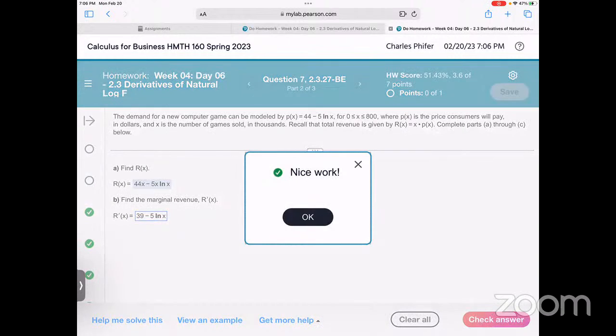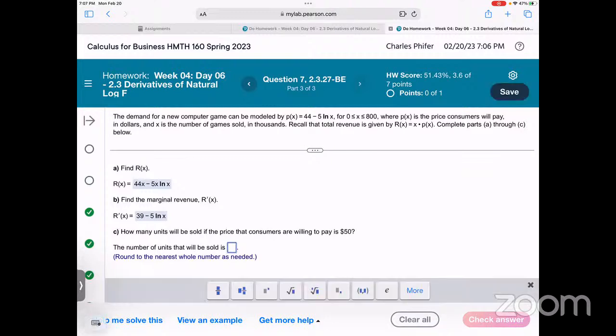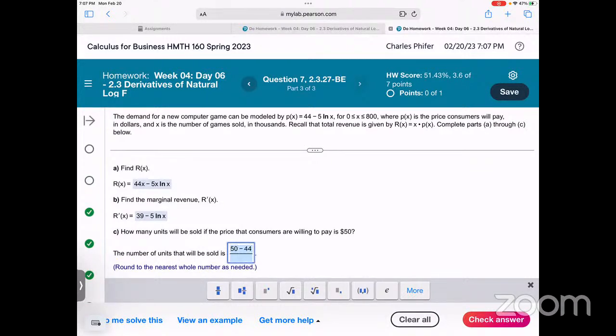Okay. How many units will be sold if the price that the consumers are willing to pay is 50? So they want us to solve for x, right? We're going to let p of x be 50 and then solve for x. First we're going to subtract 44. So we start with the 50, subtract the 44, then divide that answer by -5.